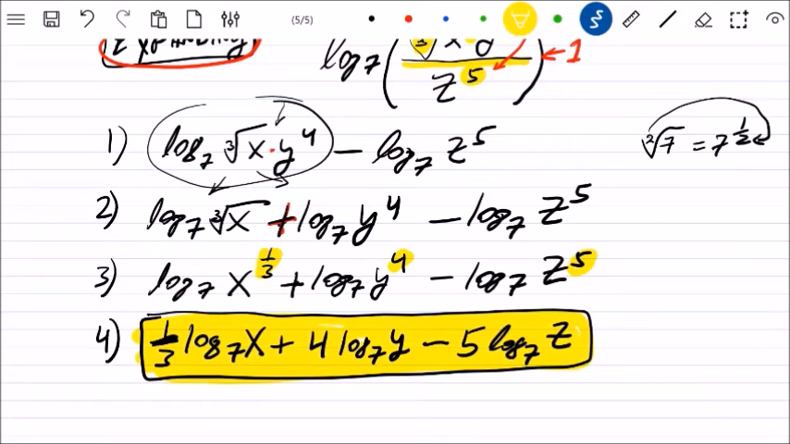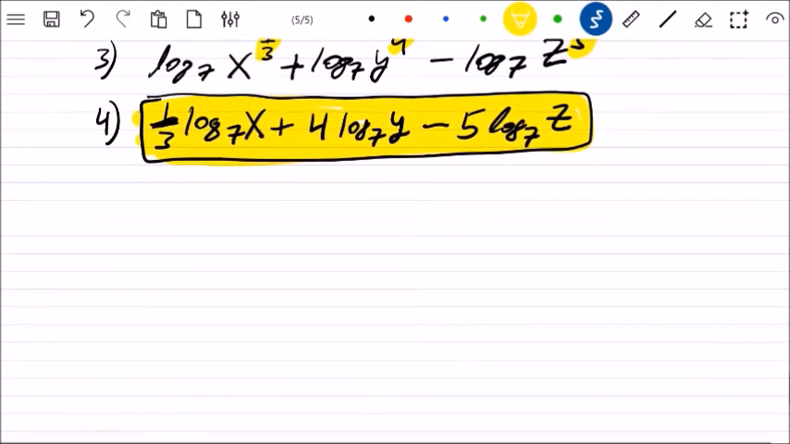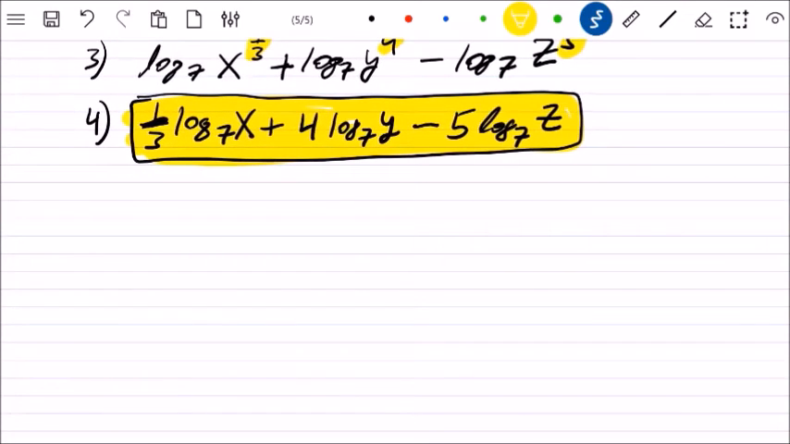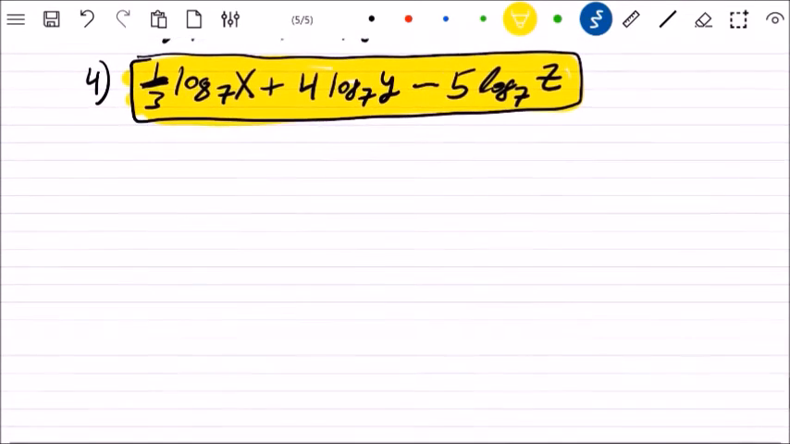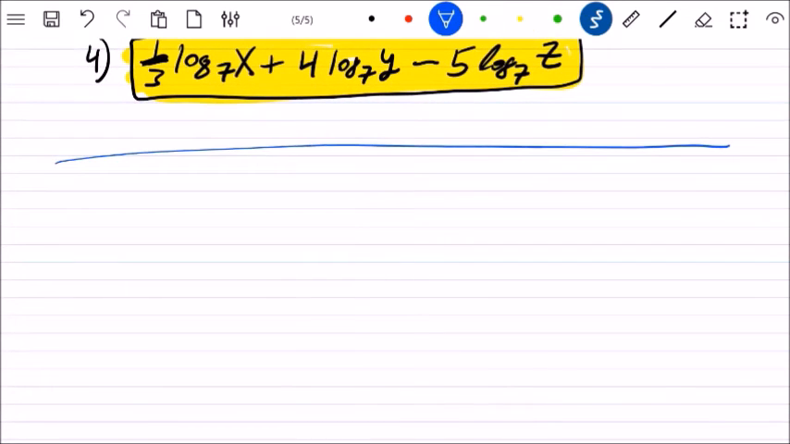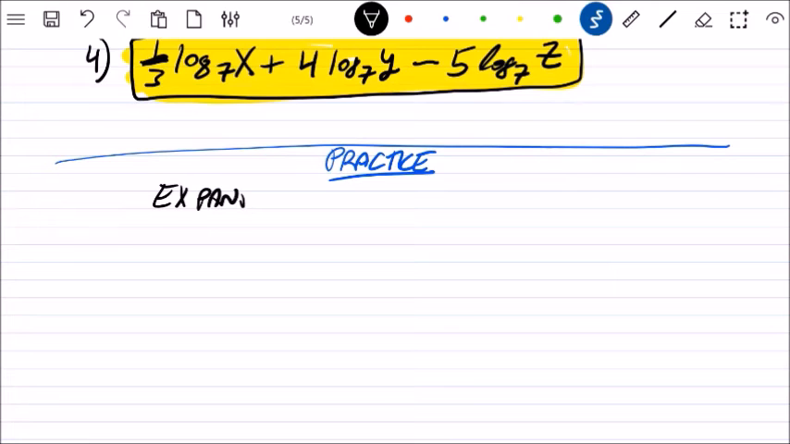Now, let's look at another couple of problems as examples. So this is practice. And I'm going to give two problems. One expand and one condense.